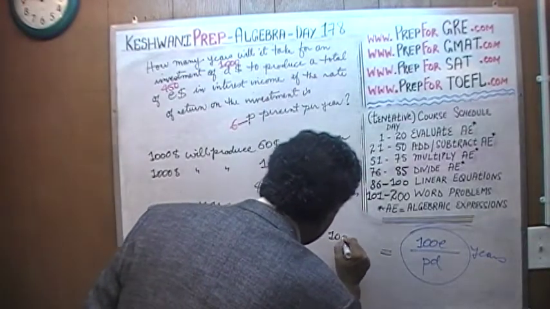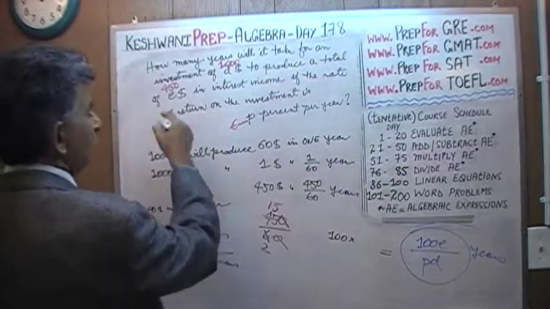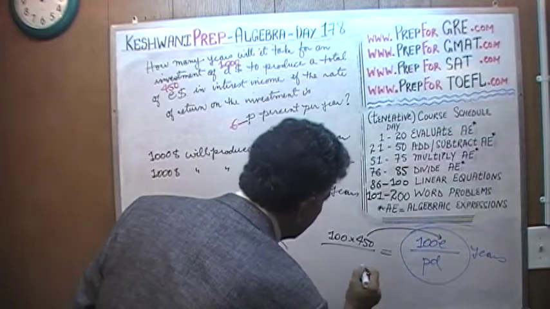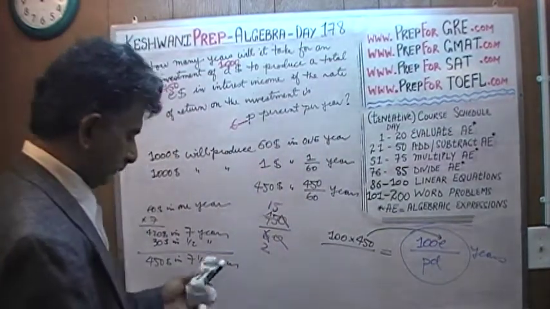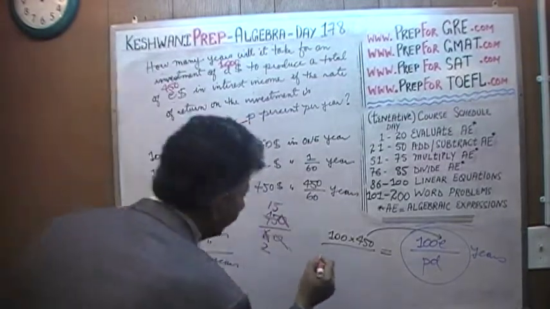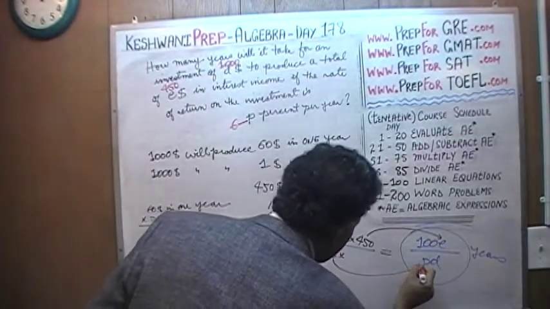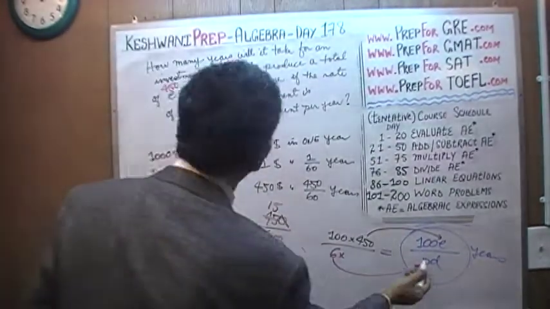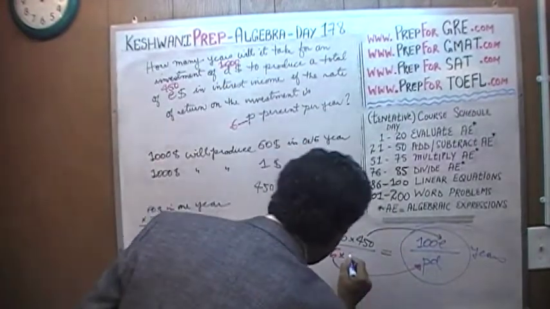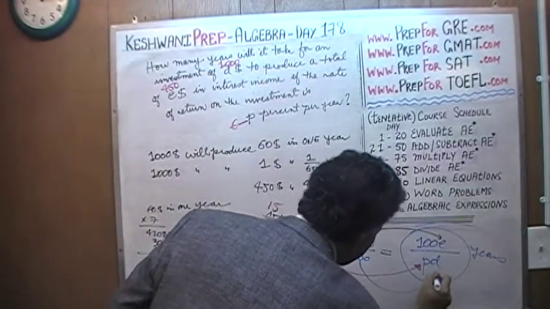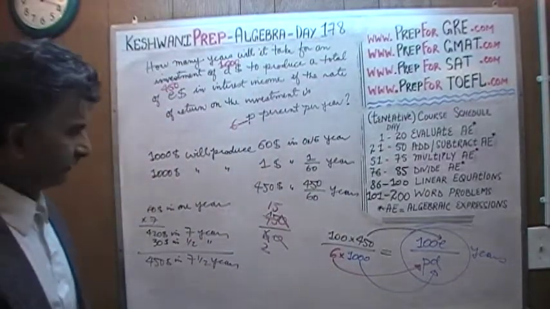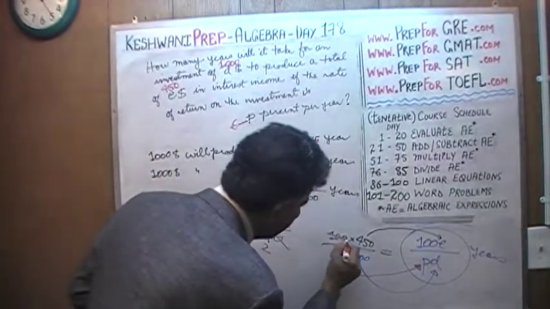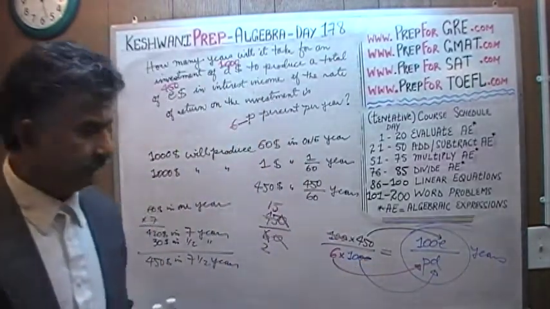$100 times E, which is 450. Your E is 450 over P. P is 6, so that's your P, times D, which is $1,000. And that's your D. Does it give you 7.5? Let's find out. For this, the 100 is going to cancel out with 1,000, and it's going to become 10.